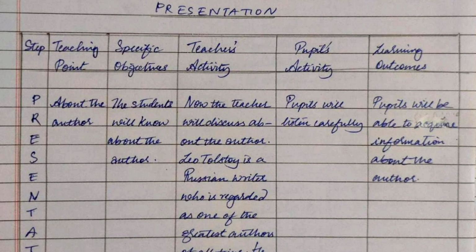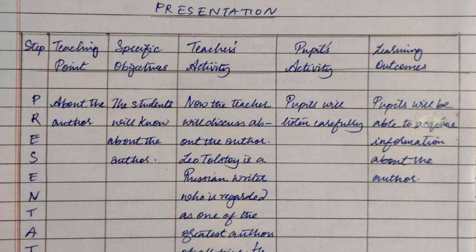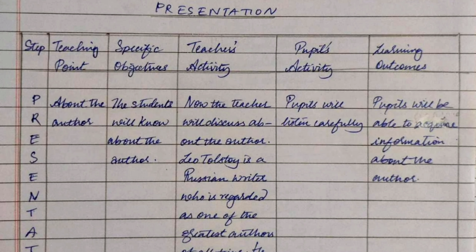Next comes the presentation, and for this section you have to make columns for step, teaching point, specific objectives, teacher's activity, pupil's activity, and learning outcomes. So let's start with the teaching point. Under teaching point, I have written about the author. Under specific objectives, I wrote, the students will know about the author. This actually means we are going to start the lesson by introducing the children to the author, by teaching and explaining them something about the author.